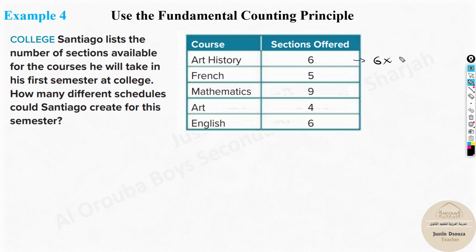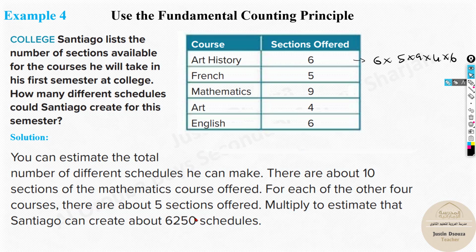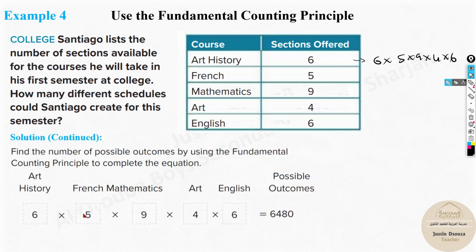So it's 6 multiplied by 5 multiplied by 9 multiplied by 4 multiplied by 6. Just put it in the calculator and you get the answer. So it's just by multiplying. They have estimated. I'll tell you about estimation now. But anyways, if you just multiply it all accurately, you get this answer.